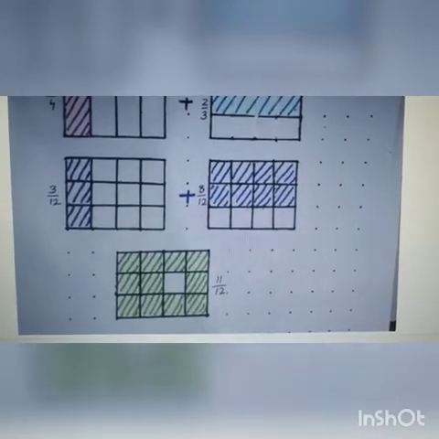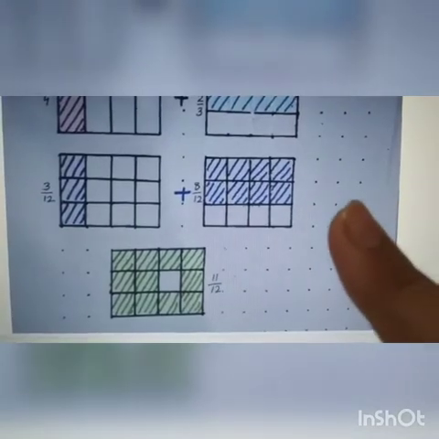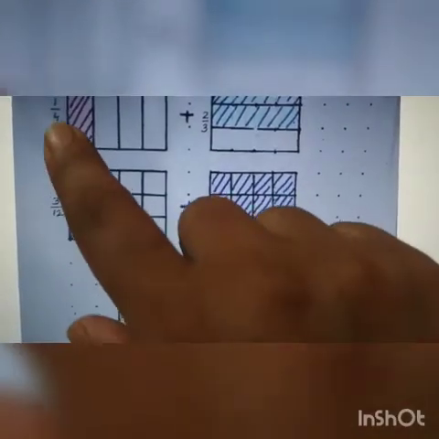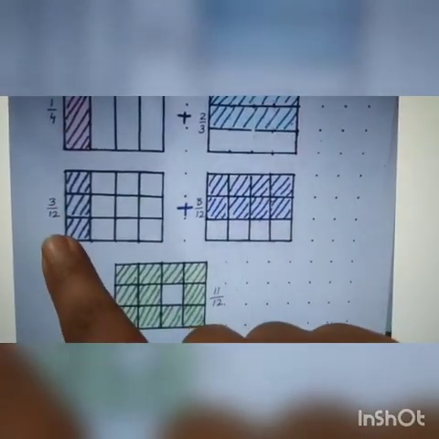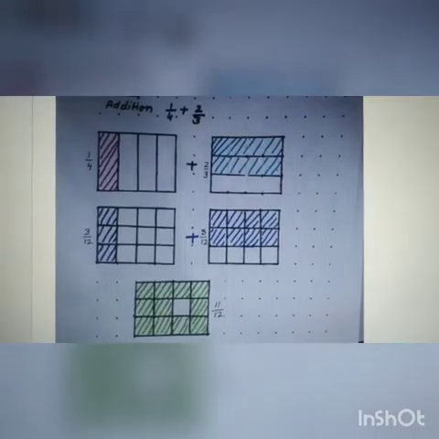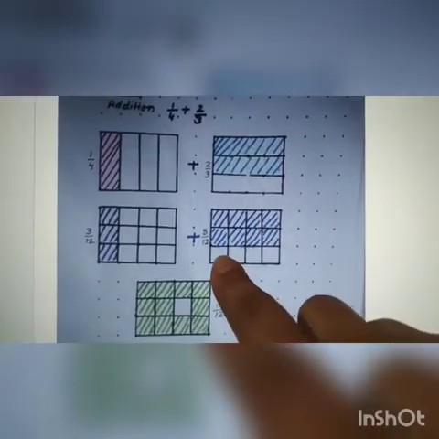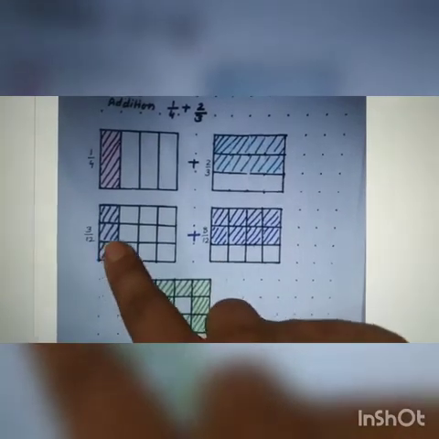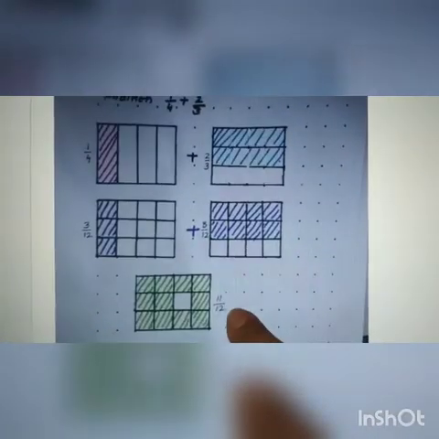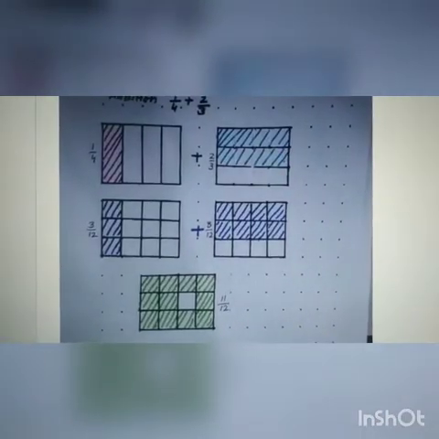First of all, to add these fractions we have to make the denominator same. So 4 को इसने 12 में कन्वर्ट कर दिया है और 3 को भी 12 में कन्वर्ट. So now the denominator is same, 12. So now you can add these fractions. 3 plus 8 is 11, 11 by 12. So you have to shade only 11 parts.